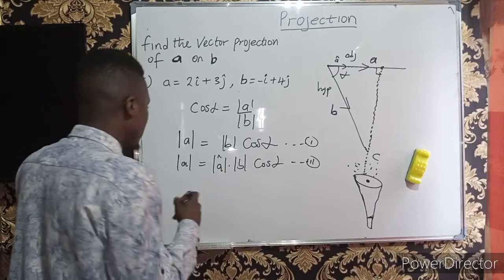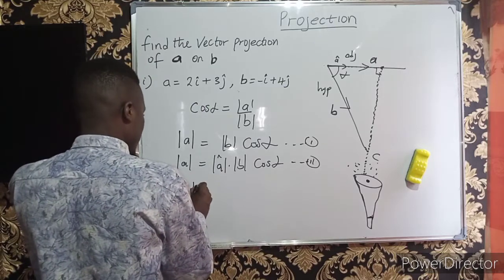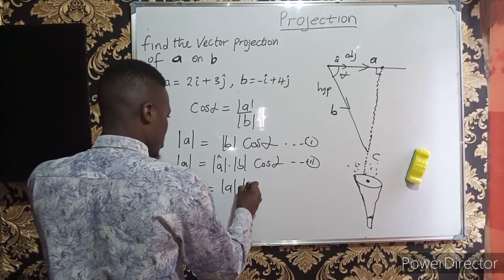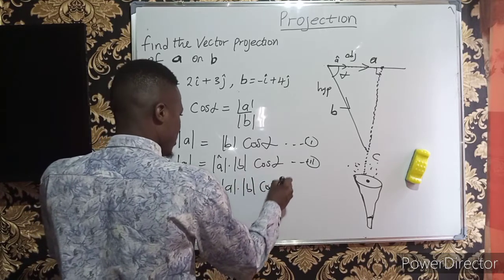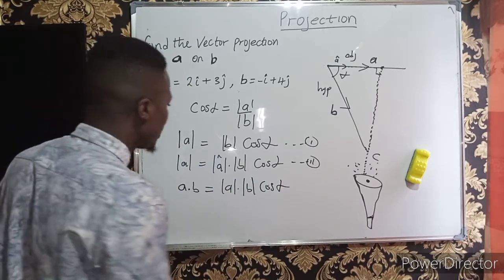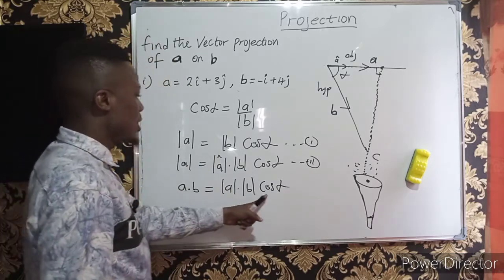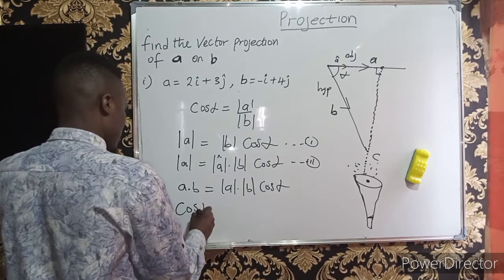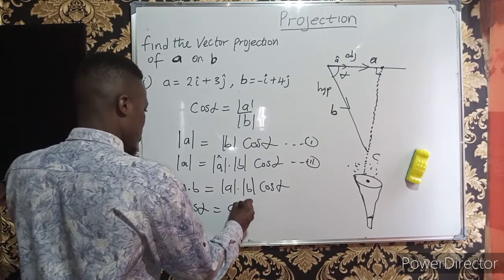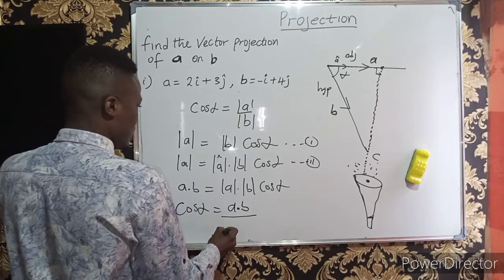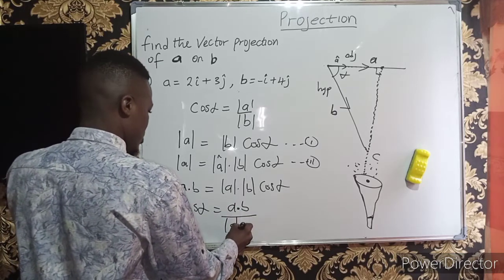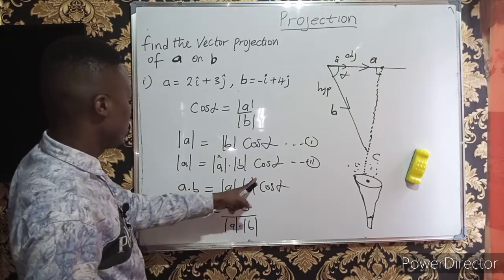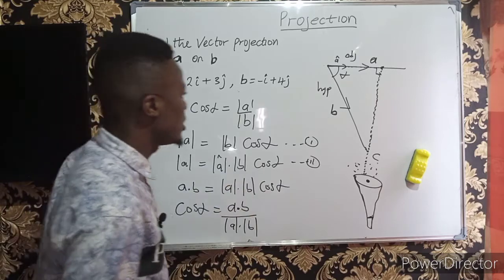You can see from that video that two vectors, A dot B, is modulus of A times modulus of B times the cosine of the angle between them. Which means if I make cos alpha the subject of the formula, I'll have that cos alpha is the same thing as A dot B all over modulus of A times modulus of B. So I can use this value and plug it into equation 2 to get something unique.